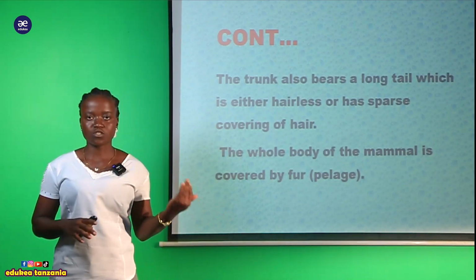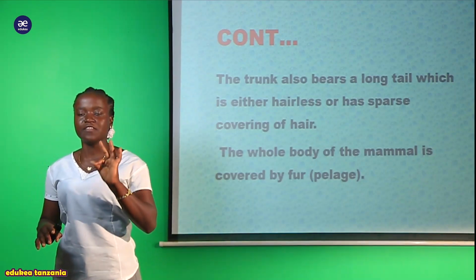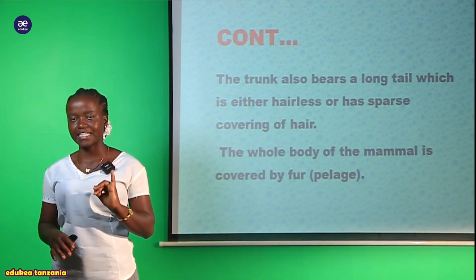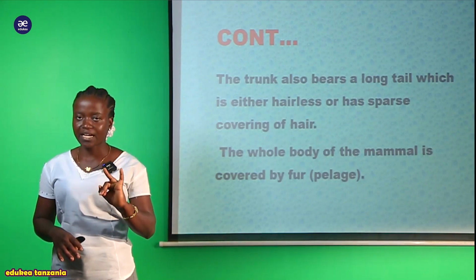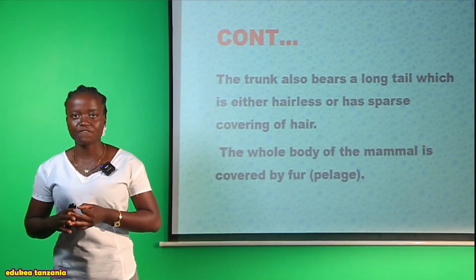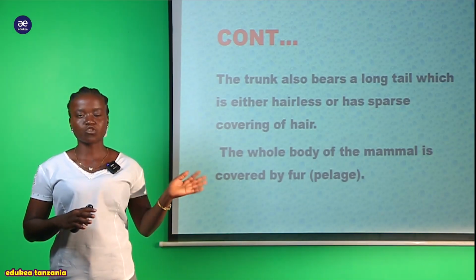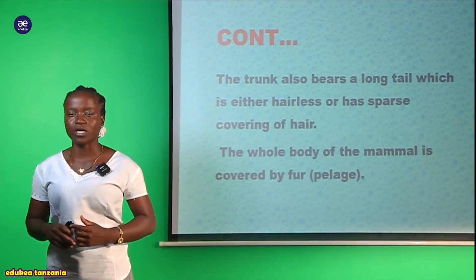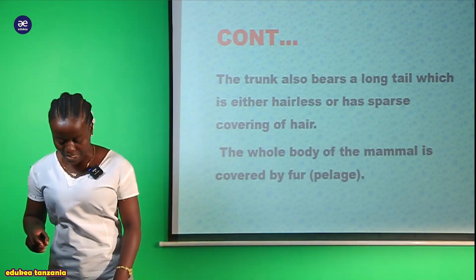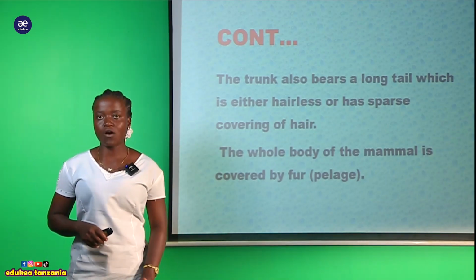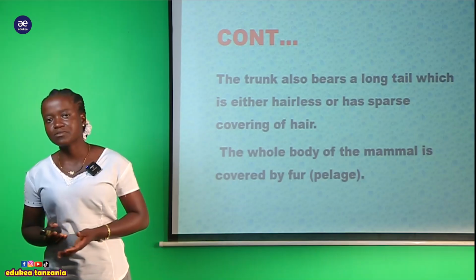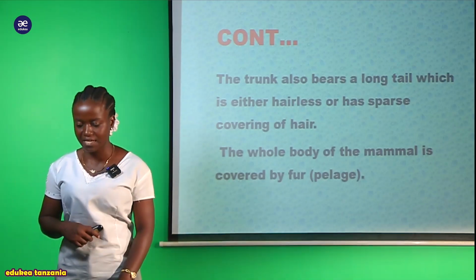So don't forget, this organism has only 3 regions. That is the head, together with the neck. Lastly, they have the trunk. Within the trunk is where the legs are located. So my students, that is the structure of the mouse that is found within the class mammal.